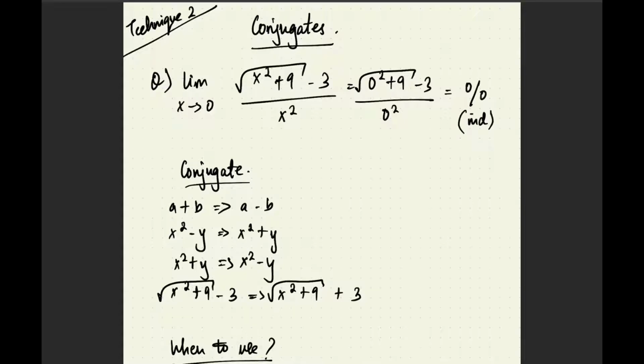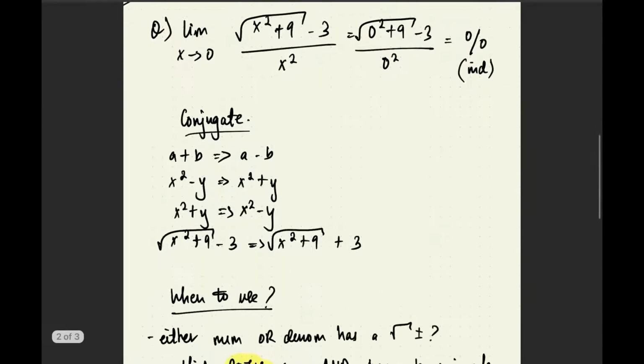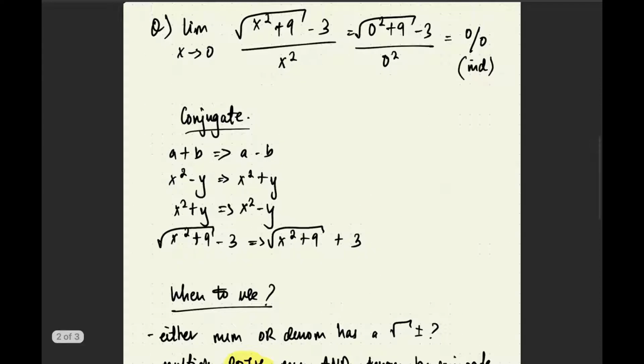So we might think of factoring, but can we really factor in this case? Will that help us? I don't see a particularly simple way to factor this, right? So that's where the idea of conjugates comes into place. First things first, what exactly is a conjugate? I think it's best to explain it by an example. The conjugate of this expression over here, a plus b, is simply the same two terms, a and b, but just that the sign between them is flipped. So the conjugate of a plus b is a minus b.